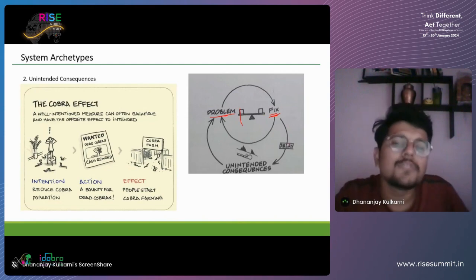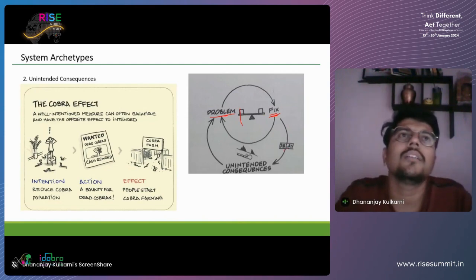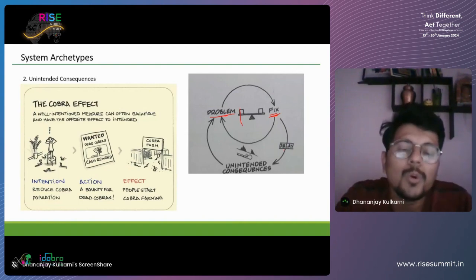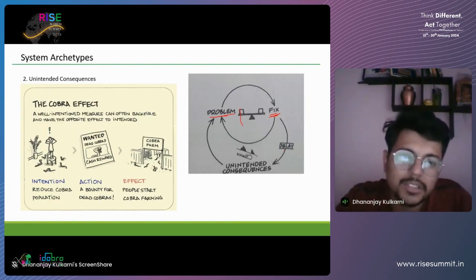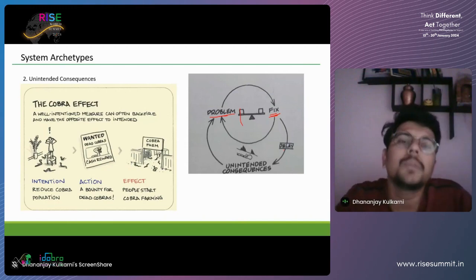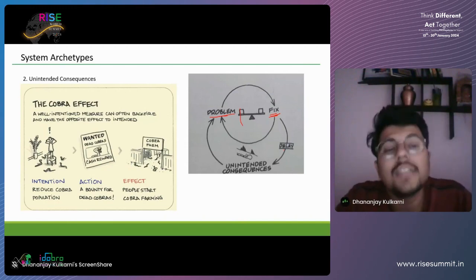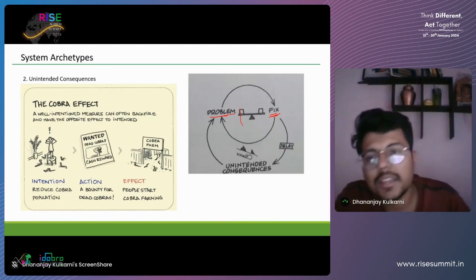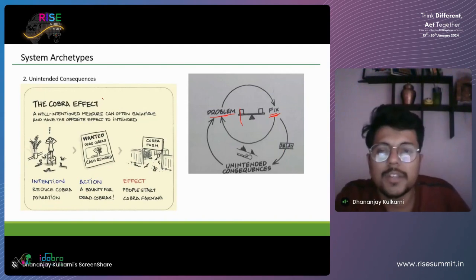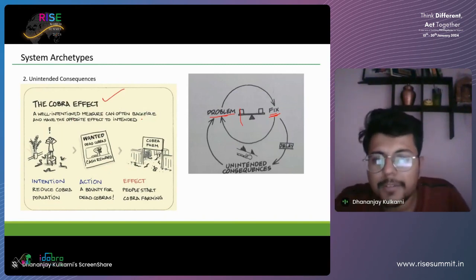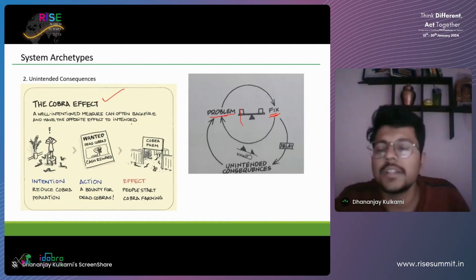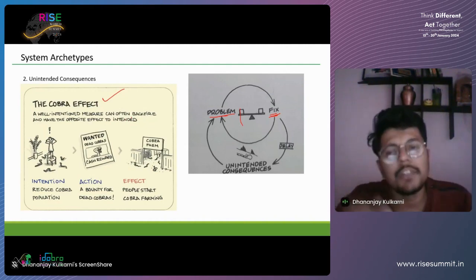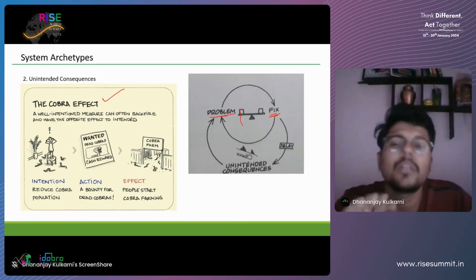But after a delay, there is a problem that more people are focusing on ethanol production, and that's how the sugar production might get reduced, or there might be unintended consequences, and that has happened. There is another example, the cobra effect, which is also about unintended consequences. The meaning is a well-intentioned measure can often backfire and have the opposite effect to the intended. So you haven't imagined that at the start of the policy or the intervention.